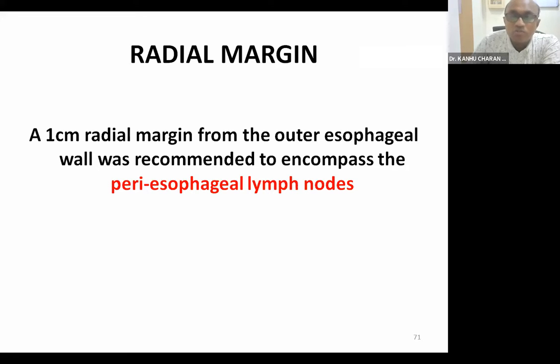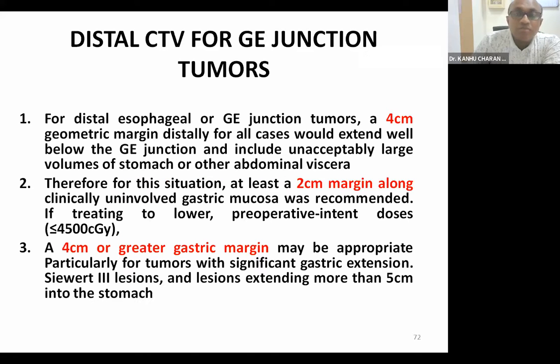Usually nodes are less mobile. You can plan a 1 centimeter radial margin, usually given to enclose the lymphatic structure. But what about the distal margin for GE junction tumors? Sometimes for GE junction tumors, if you give a 4 centimeter margin, it will totally cover the stomach, and that is the problem. So it is a very tricky position.